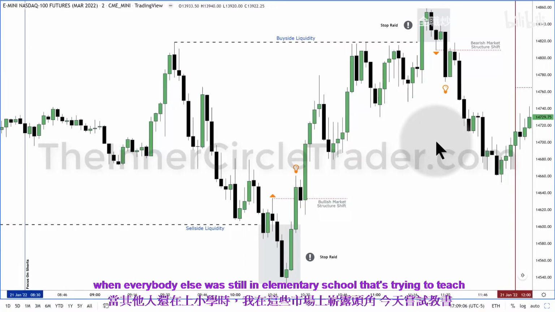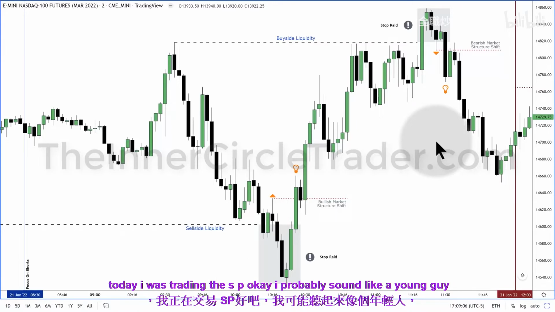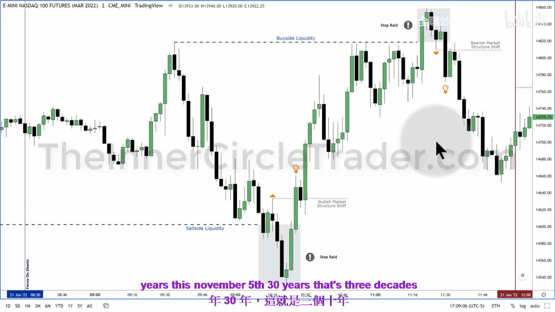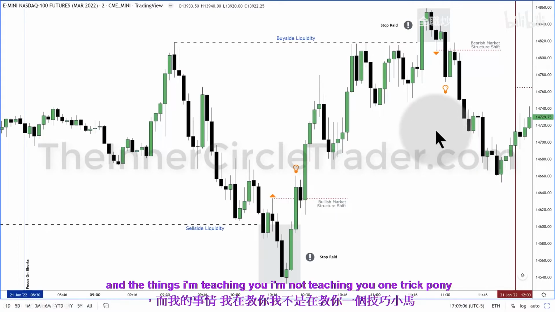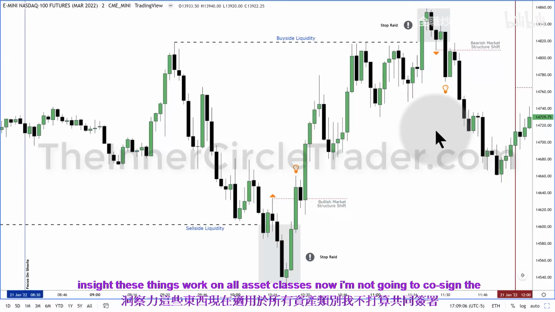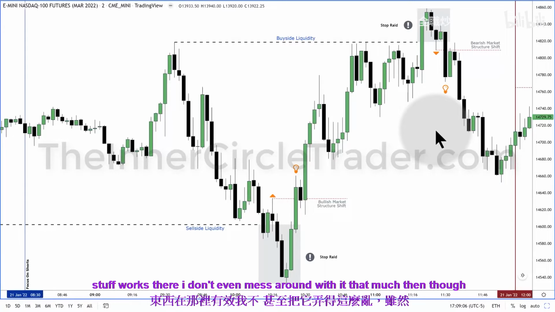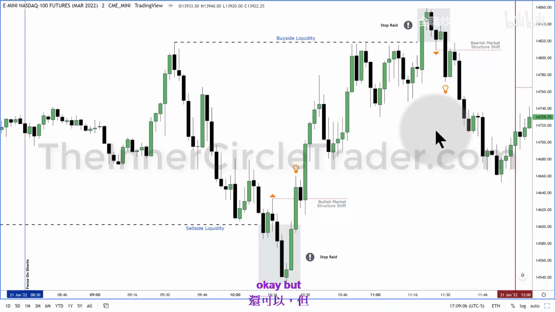When everybody else was still in elementary school that's trying to teach today, I was trading the S&P. I probably sound like a young guy, but I'm actually getting ready to turn 50. So I've been around for a long time, 30 years, this November 5th, 30 years. That's 3 decades. And the things I'm teaching you, I'm not teaching you one trick pony insight. These things work on all asset classes. Now, I'm not going to co-sign the crypto markets because only my students are reporting that this stuff works there. I don't even mess around with it that much to know, okay?